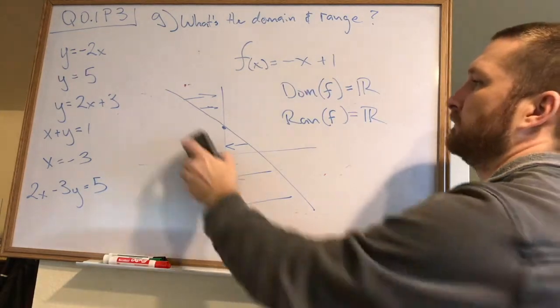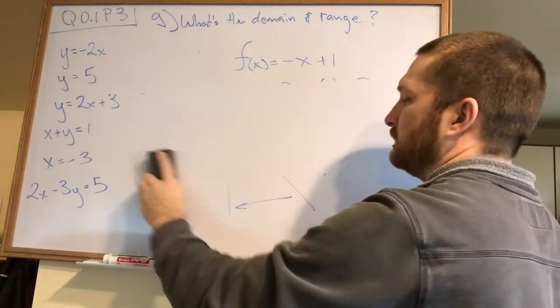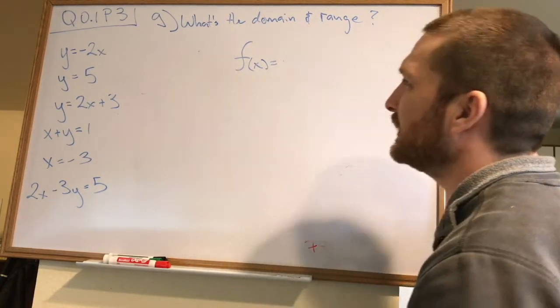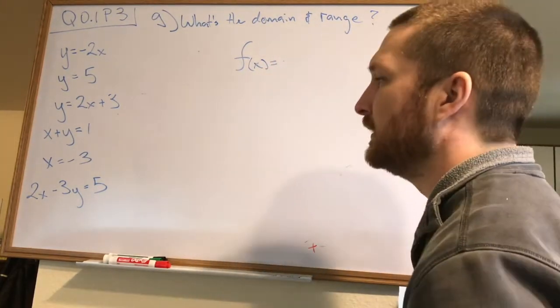Okay, now, here is where things get a little bit interesting. We can't even write this as f of x, can we?